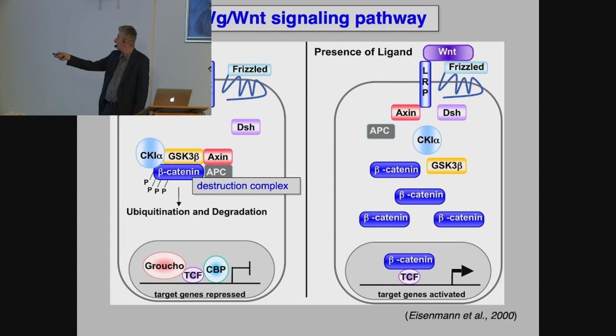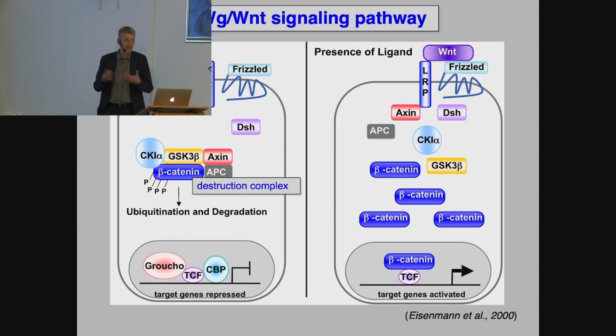If you add Wnt, you make a co-receptor-receptor complex, Frizzled and LRP5/6, which will recruit axin and Dishevelled to the membrane, forming a signalosome. Beta-catenin is released from this complex. It's not phosphorylated. It'll accumulate, and it goes into the nucleus.